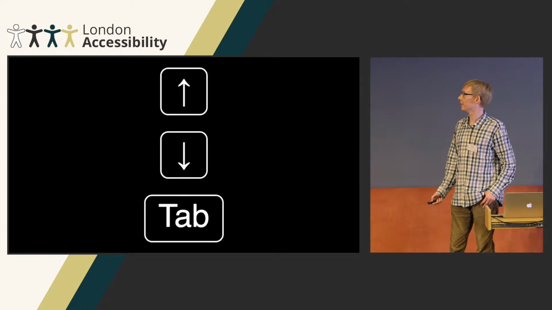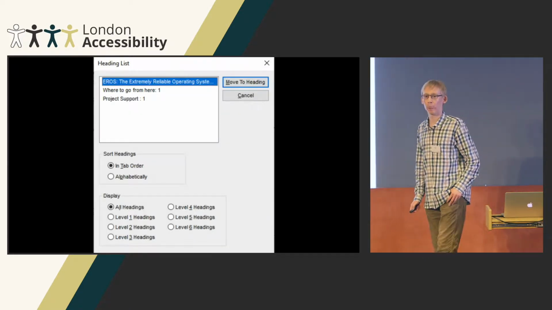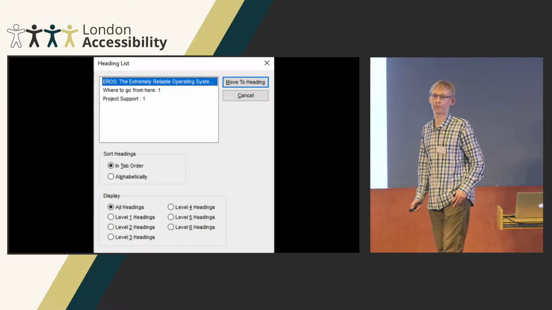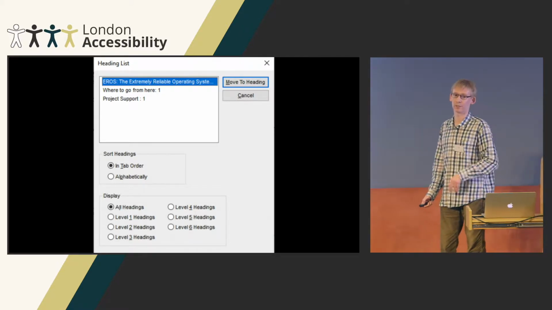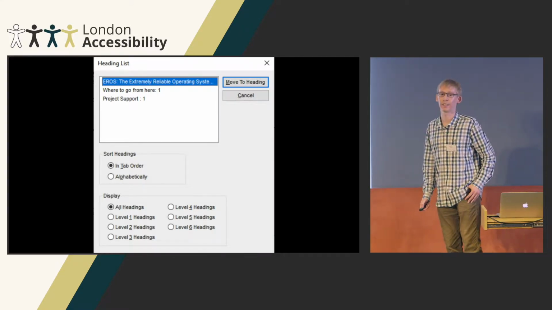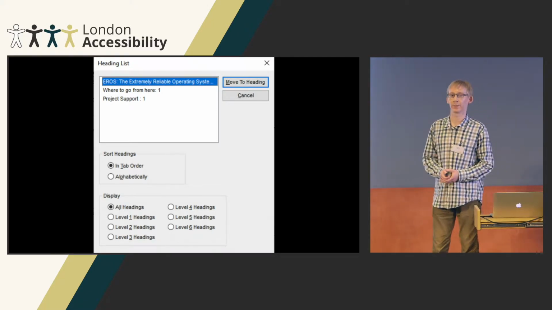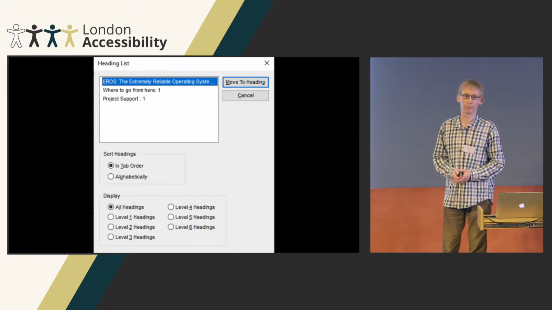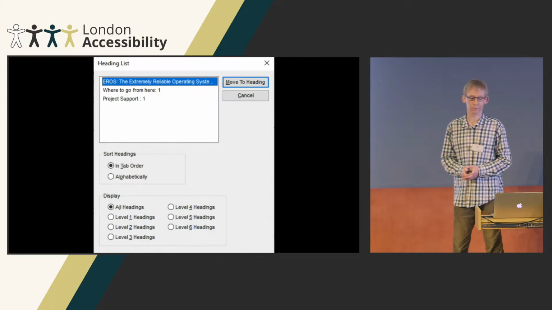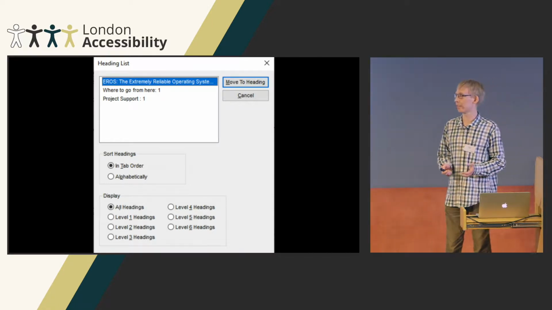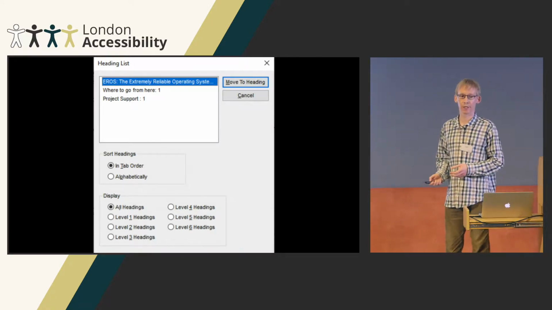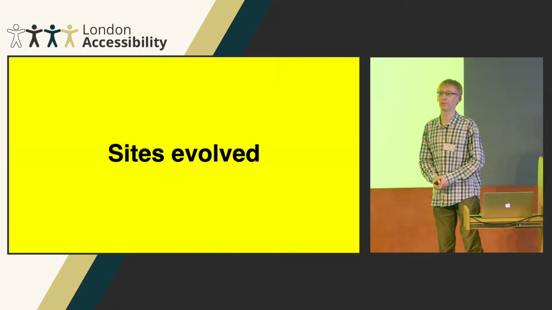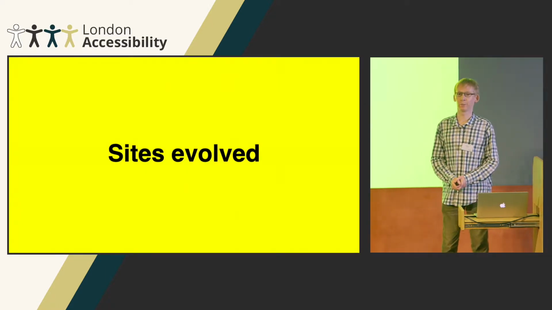well, you can bring up a list of headings that might be on the page. This is an example of the sort of dialogue that would contain that information. There's also shortcut keys that screen readers provide for moving between headings. So that's all very simple and effective and efficient, but sites have evolved since then in a number of different ways.